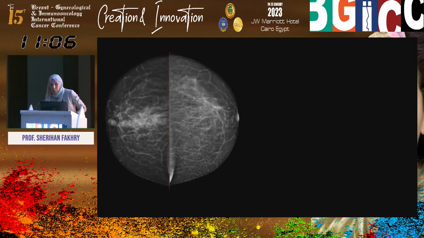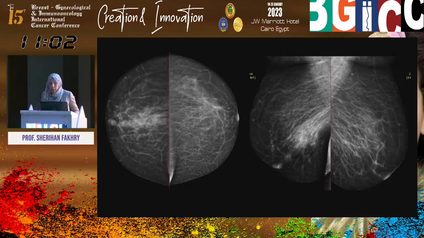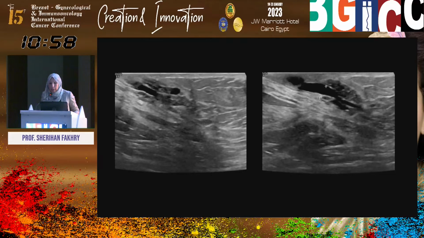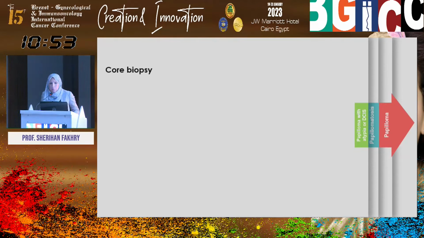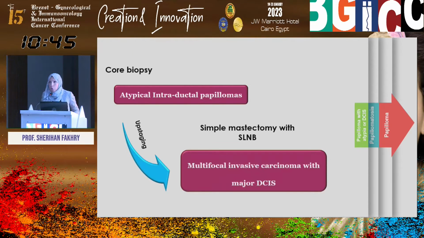In this case, mammography showed right breast central focal asymmetry. And by ultrasound, there were dilated ducts with echogenic contents. And the core biopsy showed atypical intraductal papillomas that were upstaged after surgical excision to multifocal invasive carcinoma with major DCIS.